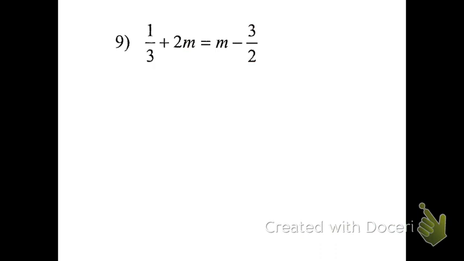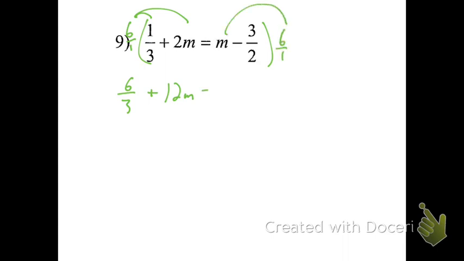All right. Next up, what do 3 and 2 both go into? Smallest number? That would be a 6. So we can call it 6 over 1 if you want. So this would be 6 over 3 when you multiply these two. Then it would be plus 12m. Then 6 times m is 6m. Then minus 6 times 3 is 18, and that's over 2.